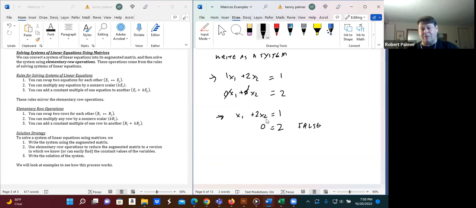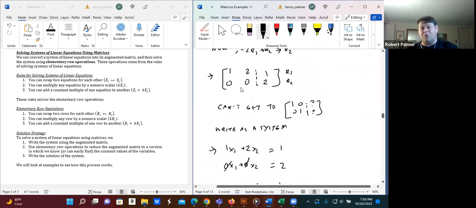My x and y's are up here. I can't plug anything in for x and y to make this a true statement. So what this means is this system has no solution. So if you get a false statement like that, you can recognize that here. If you get a row of zeros in front of the dividing line, then a different number besides 0 over here, that means there's no solution to the system.